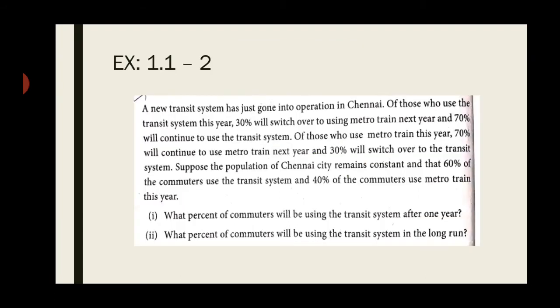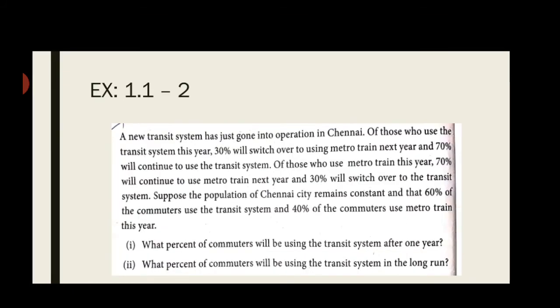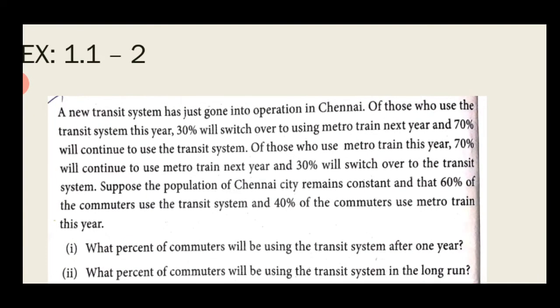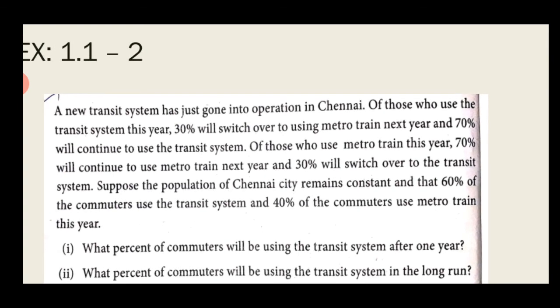So now we go for the sum. Let A denote people using the transit system, and B denote people using metro train. So the initial state matrix or share matrix is the AB matrix. A is denoting transit system. So you can see the line: suppose the people of Chennai city remains constant and 60% of commuters use the transit system.